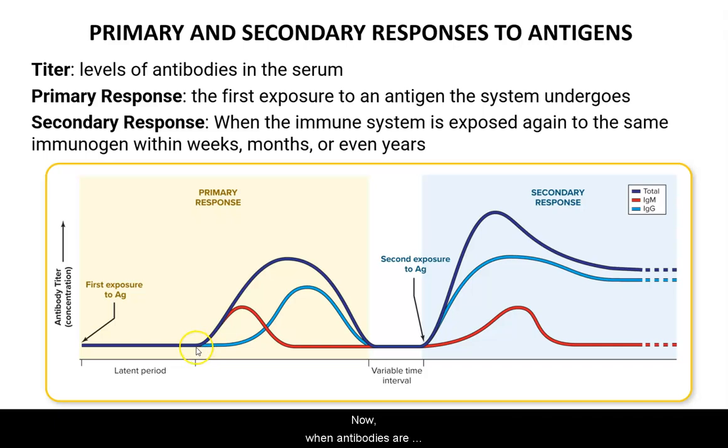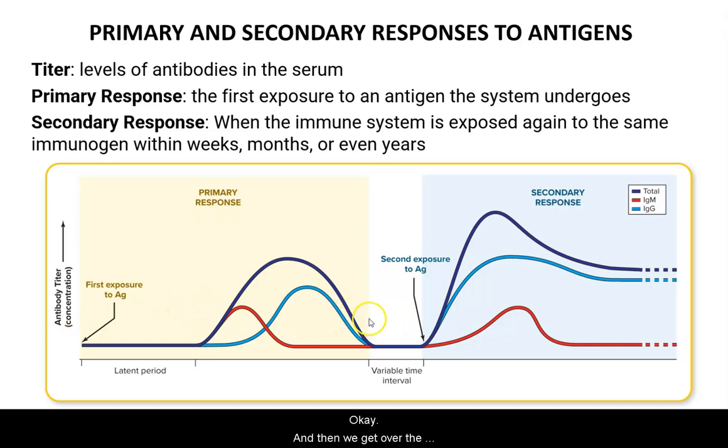Now, when antibodies are released, the first antibody out the gates, we said, is going to be IgM, and you can see this spike here in the IgM levels. Then the IgM is going to wane, and the IgG is going to come in. So it takes a little bit longer for your B cells to produce IgG than it does to produce IgM.